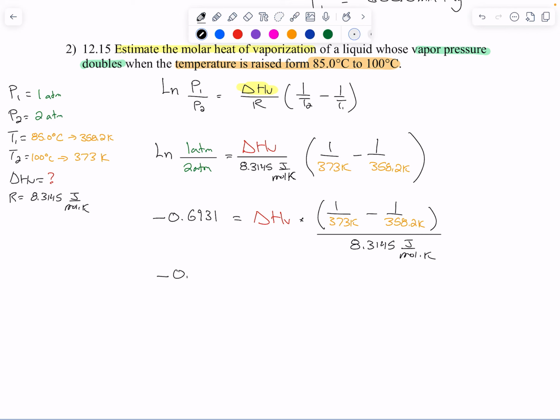So I get negative 0.6931 equals delta HV multiplied by, what does that term come out to be? Well, on top I get 1.123 times 10 to the negative 4, Kelvin on the bottom, 1 over Kelvin, so Kelvin to the negative 1. I'm just going to keep R there, 8.3145.